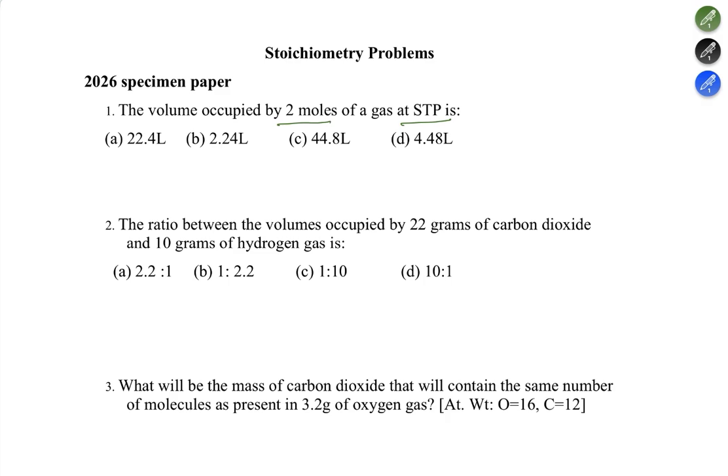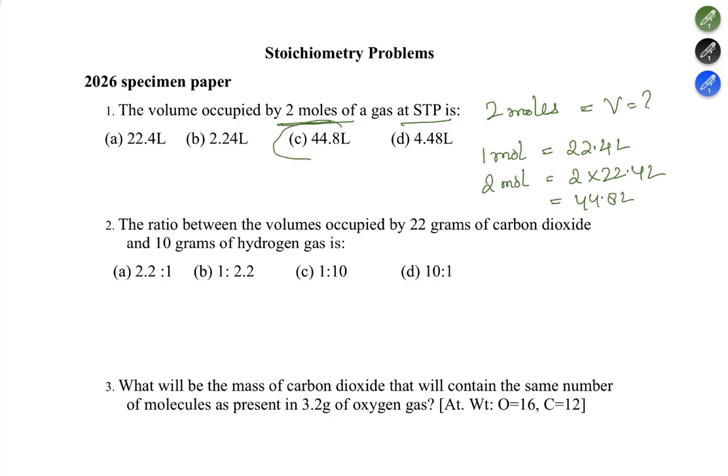Now we have to solve this question based on the data given here. They have given the moles of a gas, which is 2 moles, and they're asking how much volume is occupied by this gas. As we know the ratio, 1 mole of any gas occupies 22.4 liters. So in that ratio, the volume occupied by 2 moles will be 2 times 22.4. So the answer will be 44.8 liters. So this is my answer, C.